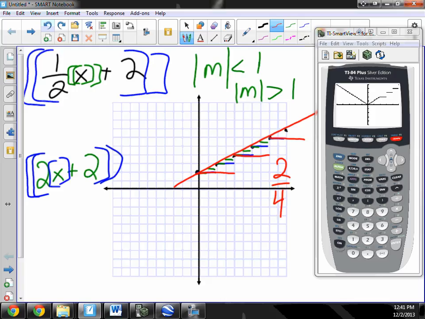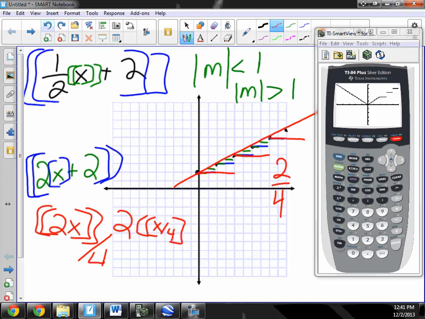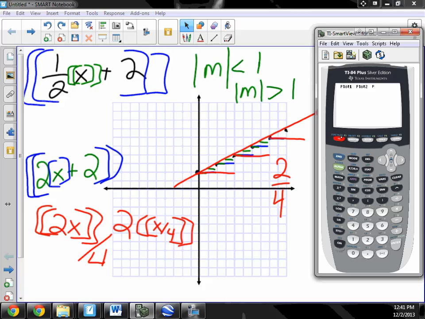Well, if you want that 2/4 to be represented instead of the 1/2, it's either going to look like this, and then divide it by 4, or it's going to be 2 greatest integer of x fourths. One of those will follow this other pattern, so let's check.